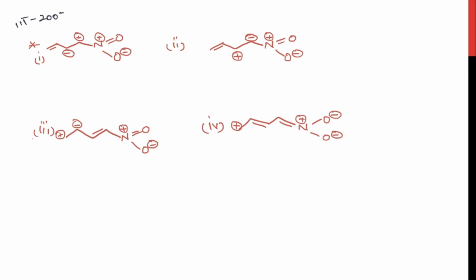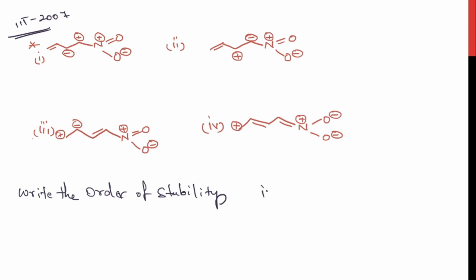This was asked in the 2007 question paper. They have given four options and have asked to write the order of stability in increasing order, right? Now we'll apply the four rules and see.